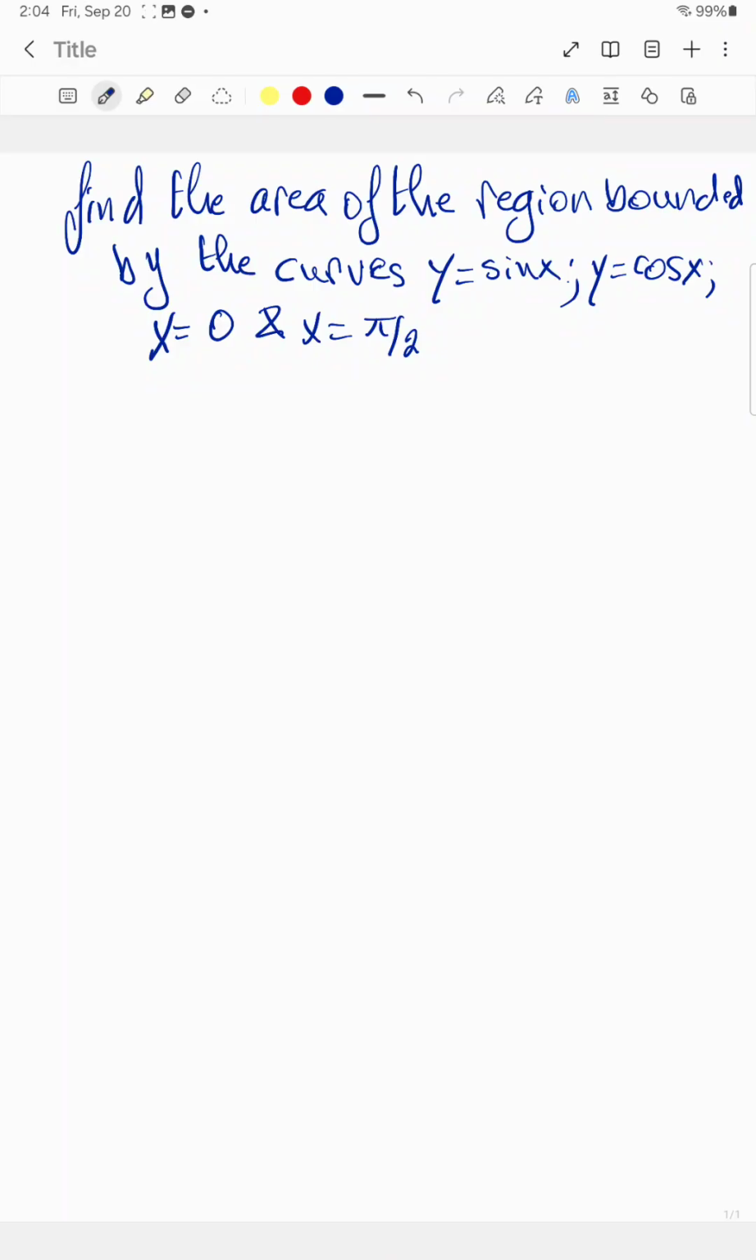In this video, we will find the area bounded by the curves y equals sine x and y equals cosine x between x equals 0 and pi over 2. So let's start doing it.